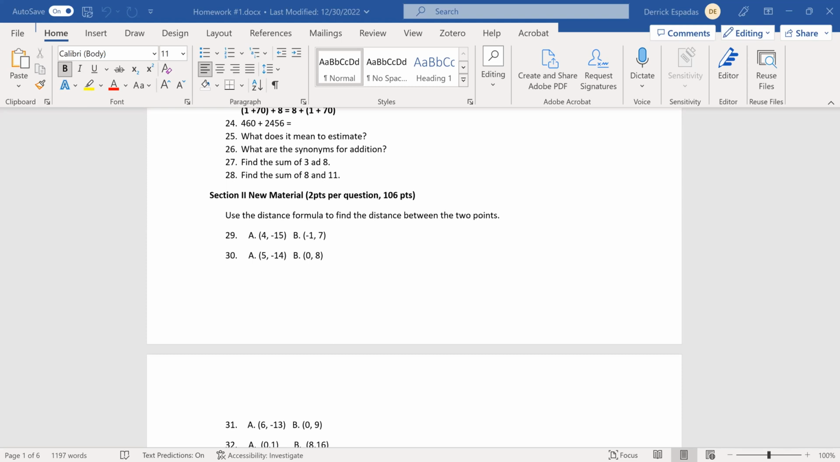Arithmetic time. 7 minus 3 is 4. And we've seen that number before. 6 minus 3 is 3. 4 times 4 is 16. Plus 3 times 3 is 9. 16 plus 9 equals 25. The square root of 25 is 5 because 5 times 5 equals 25.